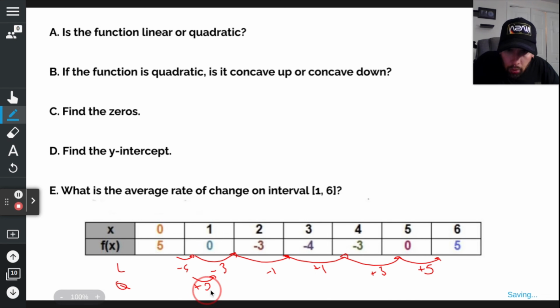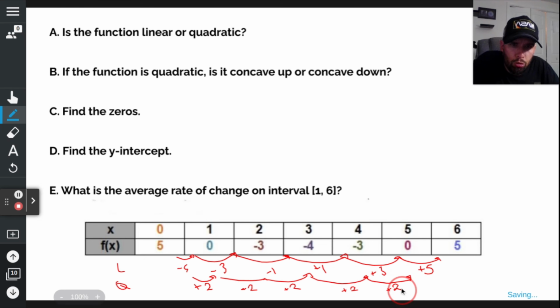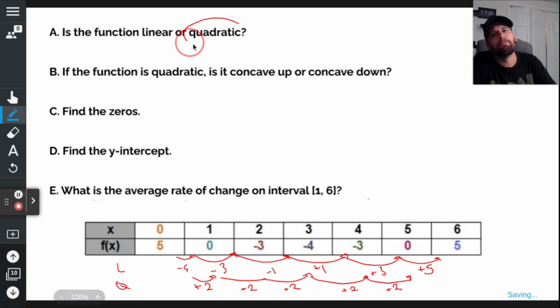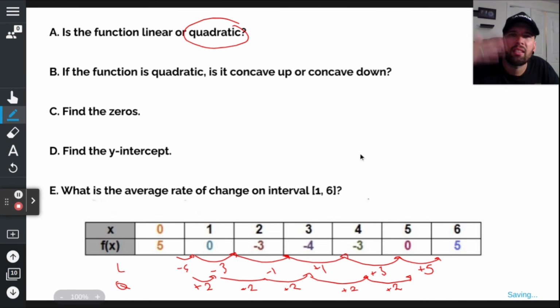+2, +2, +2, +2, +2. At this stage, it's just muscle memory. If the function is quadratic, is it concave up or concave down?